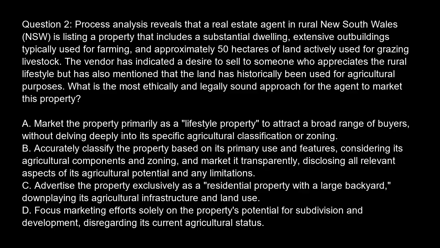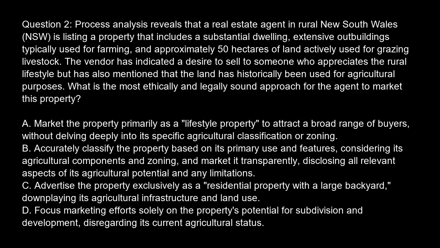Option A. Market the property primarily as a lifestyle property to attract a broad range of buyers, without delving deeply into its specific agricultural classification or zoning. Option B. Accurately classify the property based on its primary use and features, considering its agricultural components and zoning, and market it transparently, disclosing all relevant aspects of its agricultural potential and any limitations.